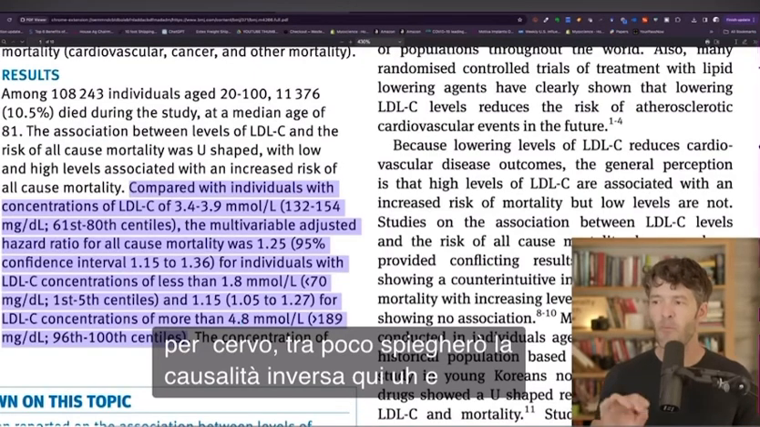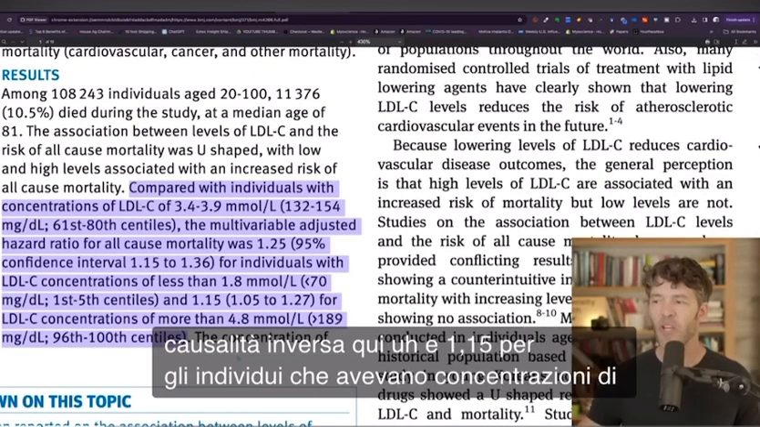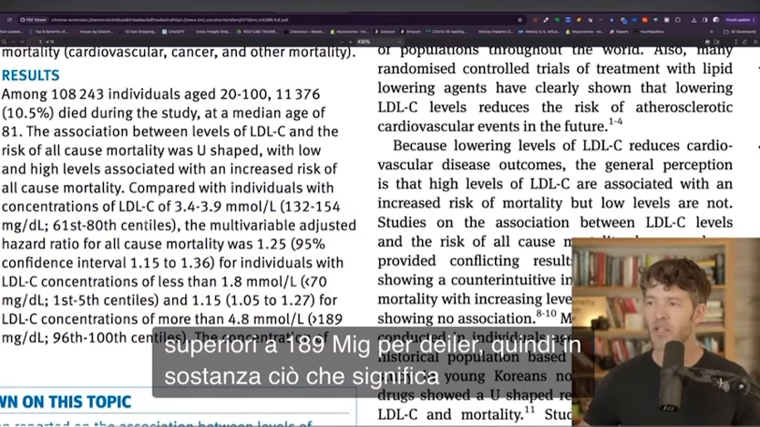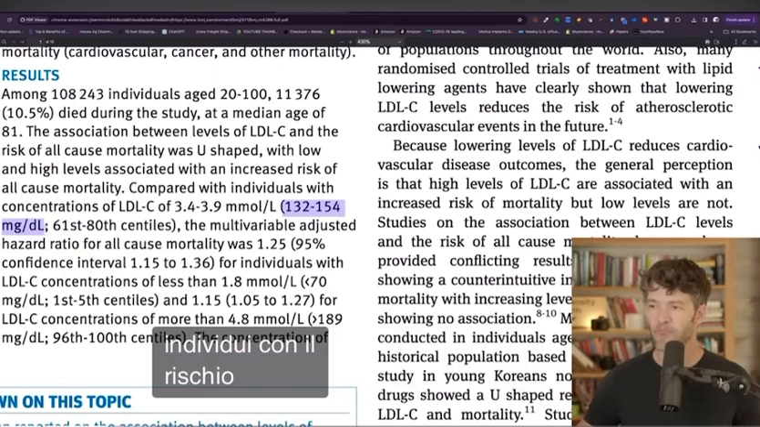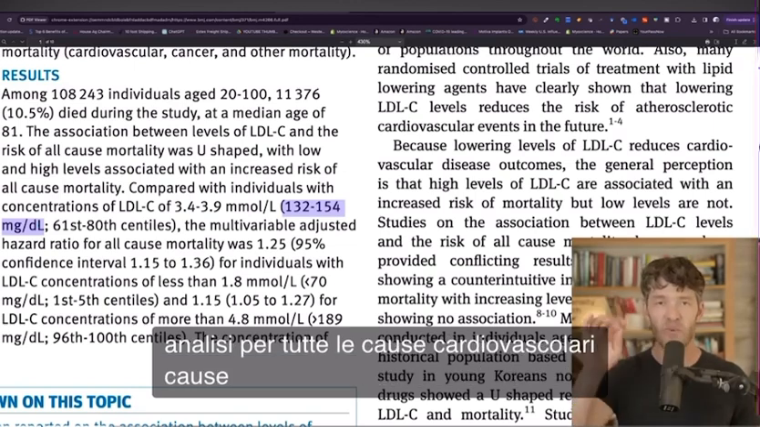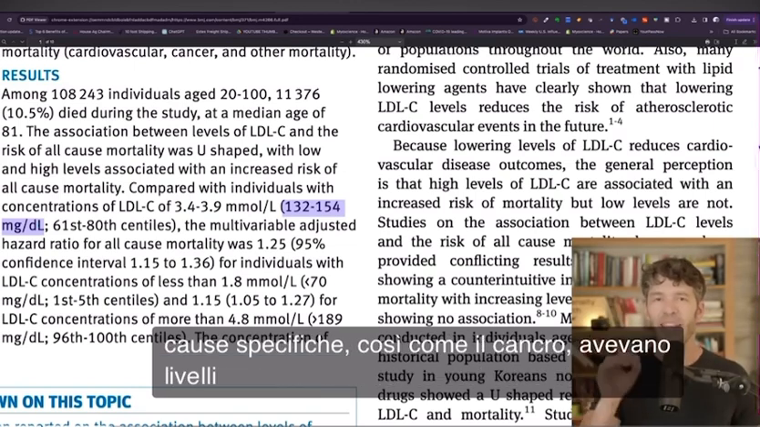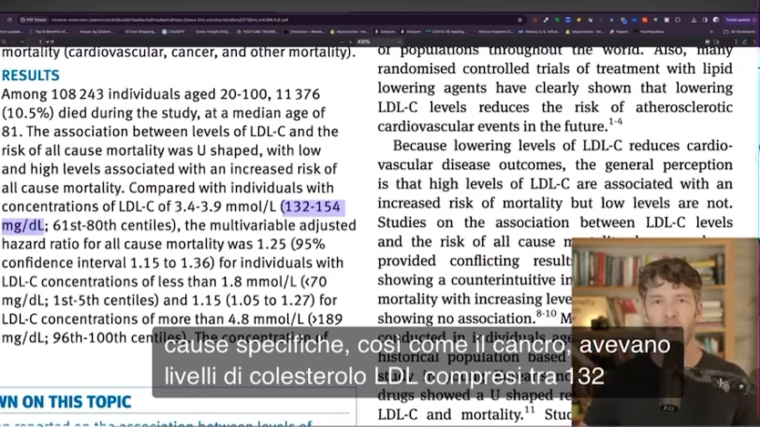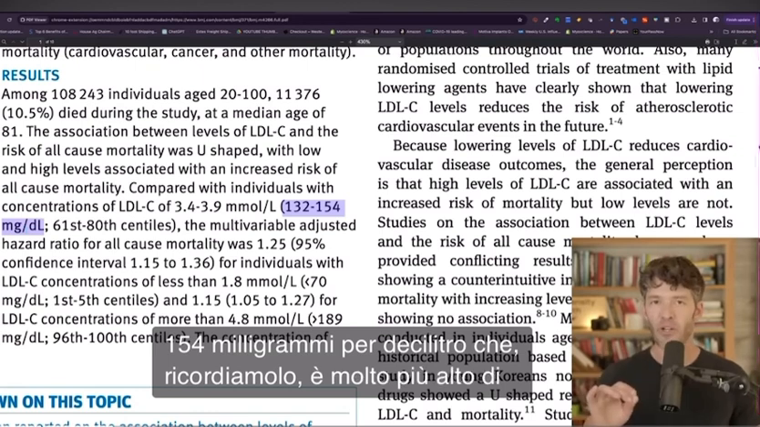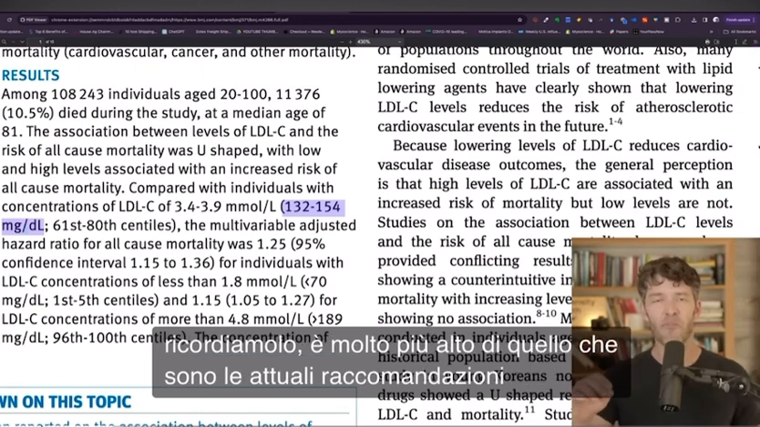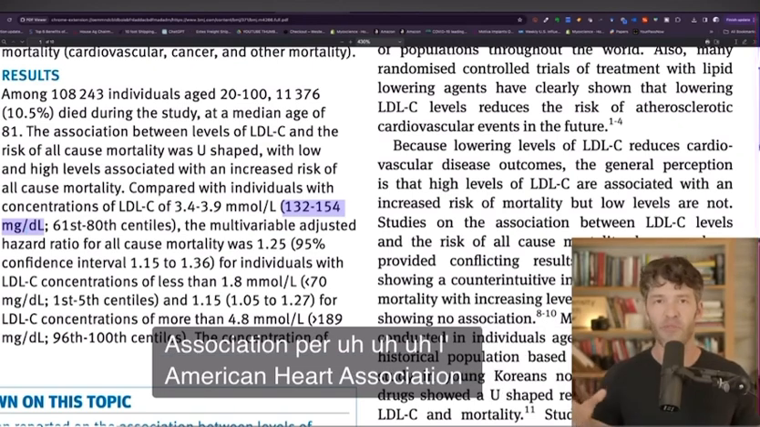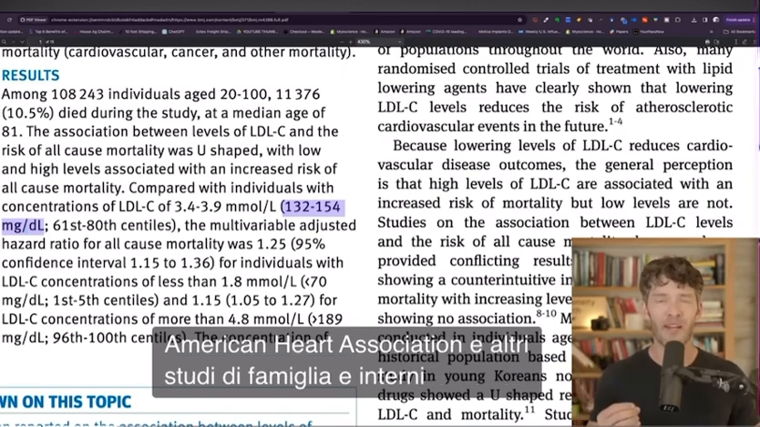Causality here, and 1.15 for individuals that had LDL concentrations greater than 189 milligrams per deciliter. So essentially what that means is the individuals with the lowest risk of death in this particular analysis from all causes, cardiovascular specific causes, as well as cancer, had LDL cholesterol levels between 132 and 154 milligrams per deciliter, which, lest I remind you, is much higher than the current recommendations per the American Heart Association and other family practice and internal medicine guidelines.